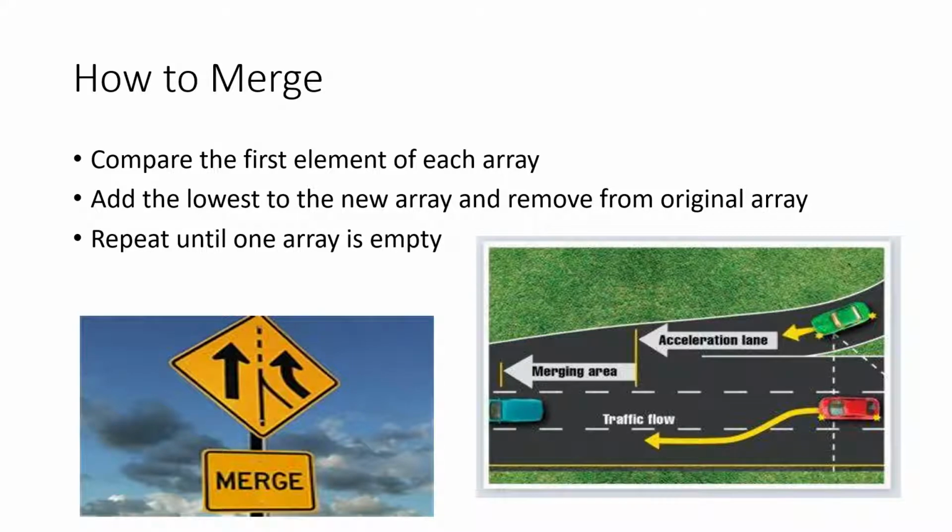We repeat this process using the new first element of each array. This eventually ends up adding all of the elements to the new array in sorted order. And once one of the two arrays is empty, all the remaining elements from the array that still has elements in it can simply be added to the end of the new array.